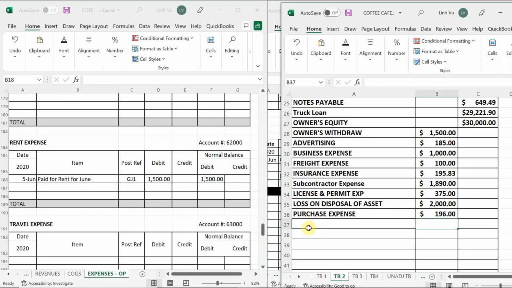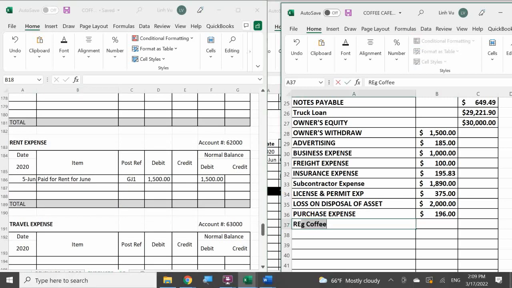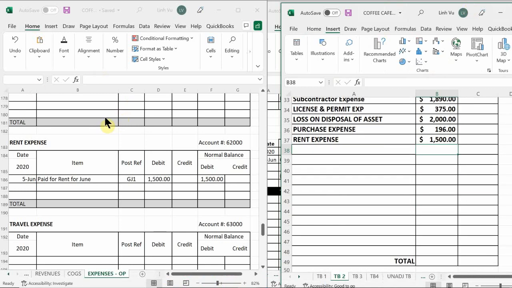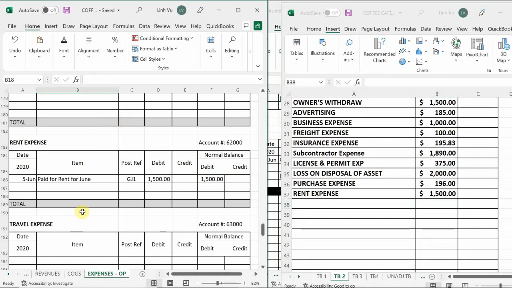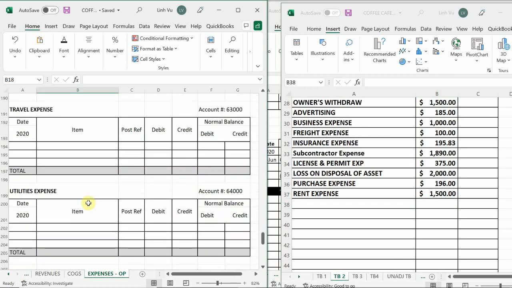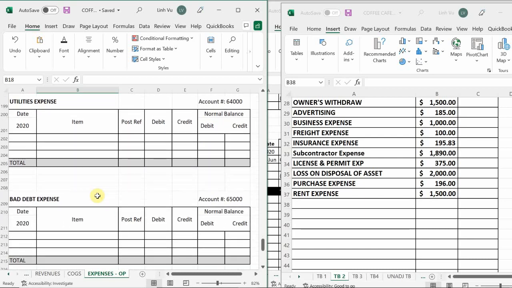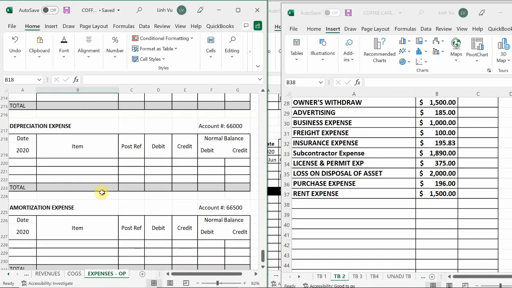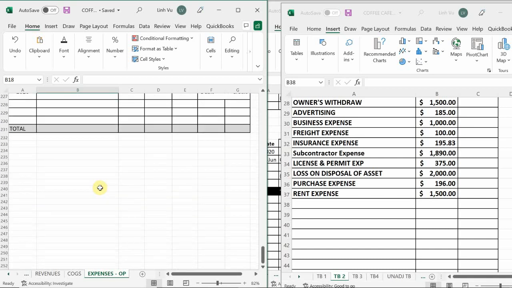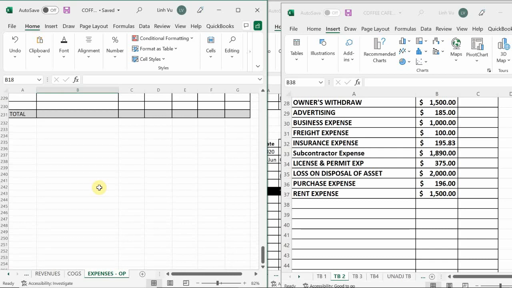And we did incur some rent expense. Okay. For the month of June for $1,500. Okay. Other than that, let's see. Did we have any travel expenses? Not yet. We bought the truck, but no one's driven it yet. All right. Utilities. We haven't paid for any utilities, so nothing there. Bad debt, depreciation, amortization, none yet.